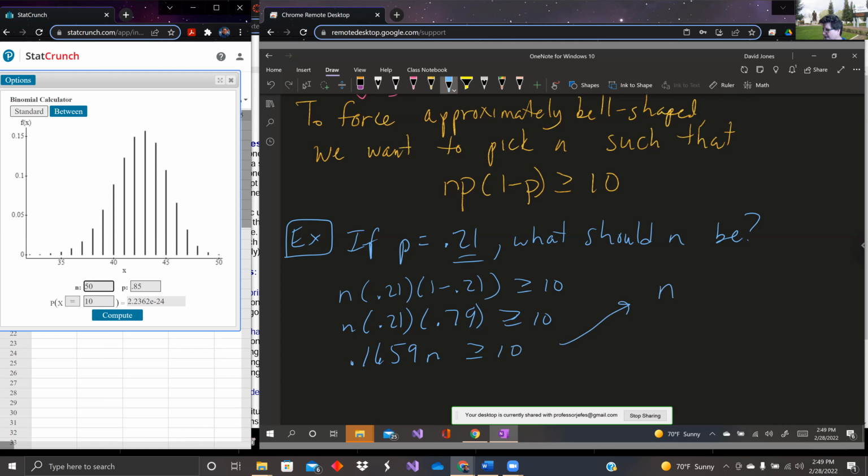If I divide both sides by it, oops, I did that completely the wrong way. I want to divide 10 by the other side because we're getting n by itself using some algebra techniques. And what do I get?